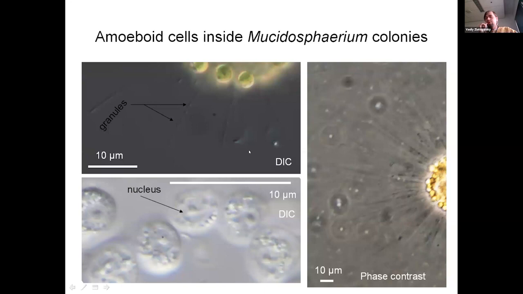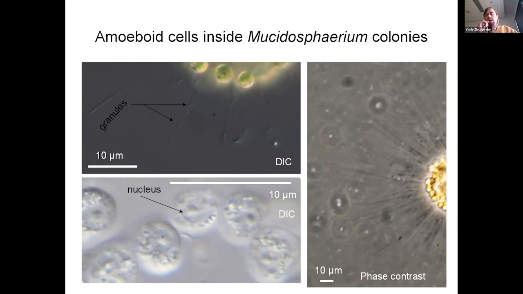So when we looked closely at these infected colonies, we saw that the amoeba living in the center of the colony has a relatively large nucleus, granulated cytoplasm, and long thin pseudopodia with granules, which are presumably extrusive organelles.